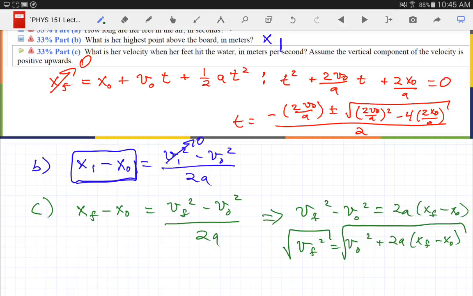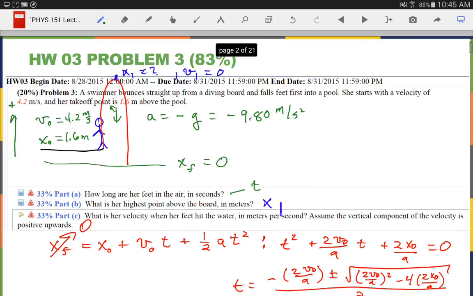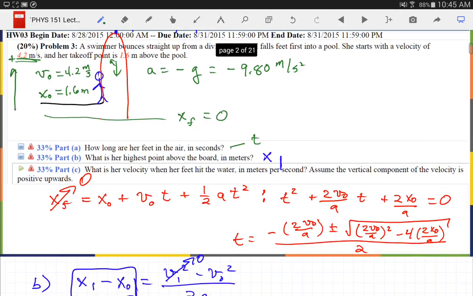Another thing to get from this that was in one of the reading quiz questions you might have had: how does the velocity compare when you're going up at an elevation to when you're going down at that same elevation? Like she left the diving board in this problem at 4.2 meters per second. How fast was she going when she got right back to the level of the diving board but was going down? Negative 4.2 meters per second. How do you know that?